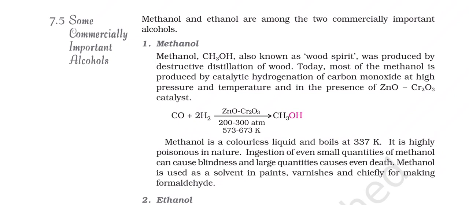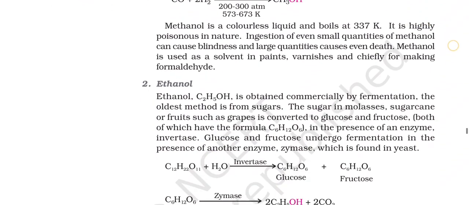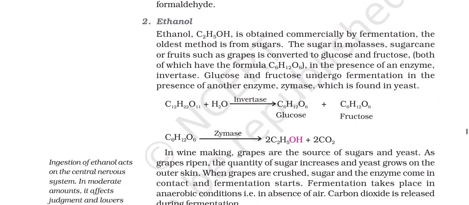Methanol. Methanol, CH3OH, is also known as wood spirit. It was produced by destructive distillation of wood. Today, most of the methanol is produced by catalytic hydrogenation of carbon monoxide at high pressure and temperature, and in the presence of ZnO-Cr2O3 catalyst. Methanol is a colorless liquid and boils at 337 Kelvin. It is highly poisonous in nature. Ingestion of even small quantities of methanol can cause blindness, and large quantities cause even death. Methanol is used as a solvent in paints and varnishes, and especially for making formaldehyde.